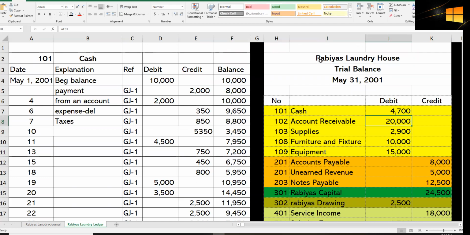And then by next meeting or by next video, ang ipiprepare naman po natin is continuation pa rin po ni Rabia, pero we are talking about the preparation of your financial report because after the preparation of your trial balance, ang susunod na po dyan is how to prepare your financial report.